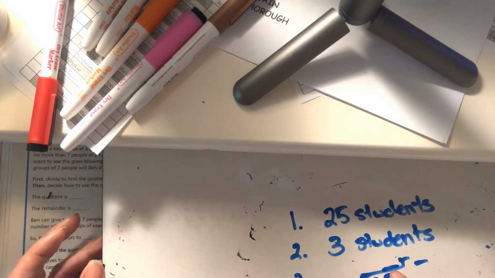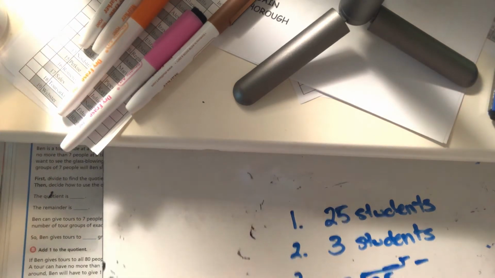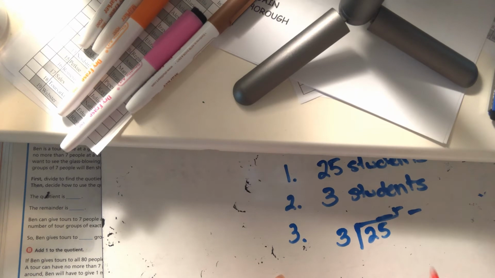This number tells us how many teams were made. This number tells us how many students were not able to be put on a team. So let's find out. And if you got it wrong, no big deal.